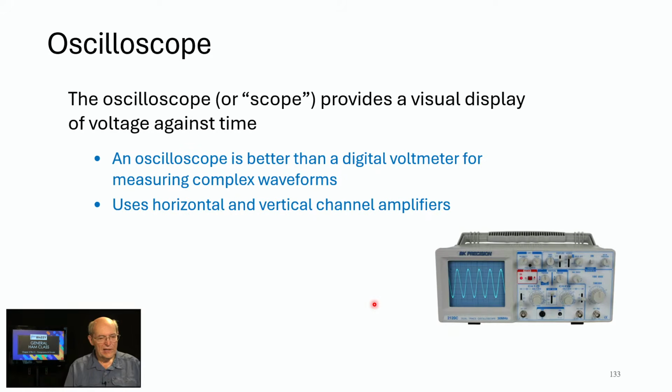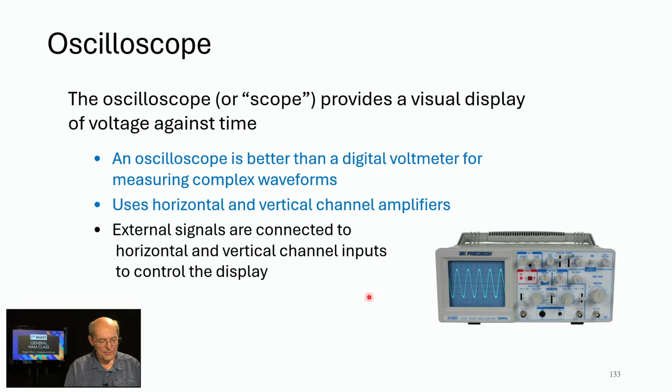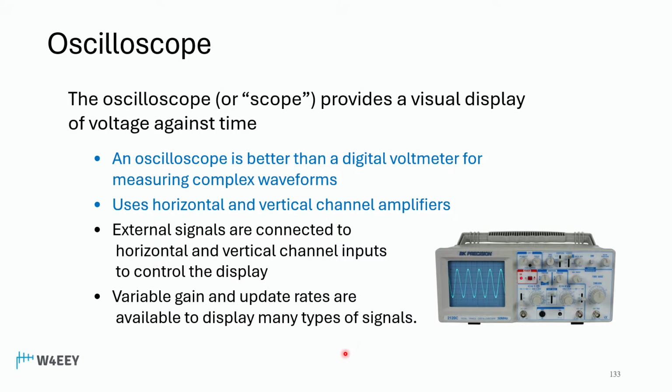Horizontal and vertical channel amplifiers associate the scope with the TV, and this will make sense. We've got horizontal and vertical going on here. External signals connected to the horizontal and vertical channel inputs control the display. So that's what these connectors are for. You put a probe on there. And you can have variable gain and update rates. All of these other controls will adjust those timings for you.